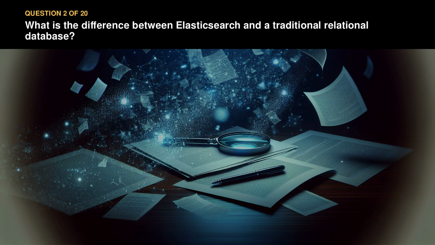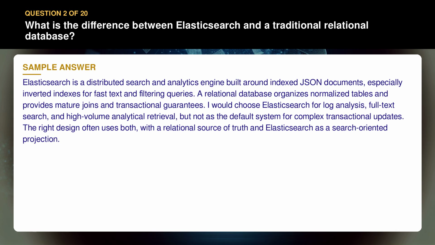Question 2. What is the difference between Elasticsearch and a traditional relational database? Elasticsearch is a distributed search and analytics engine built around indexed JSON documents, especially inverted indexes for fast text and filtering queries. A relational database organizes normalized tables and provides mature joins and transactional guarantees.